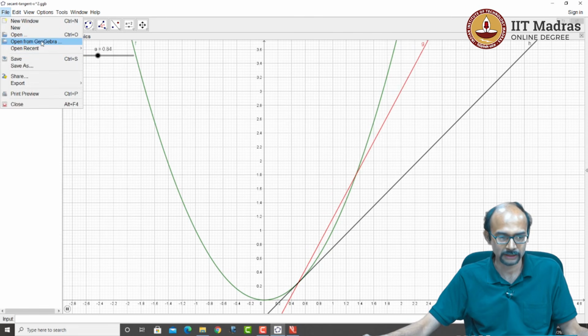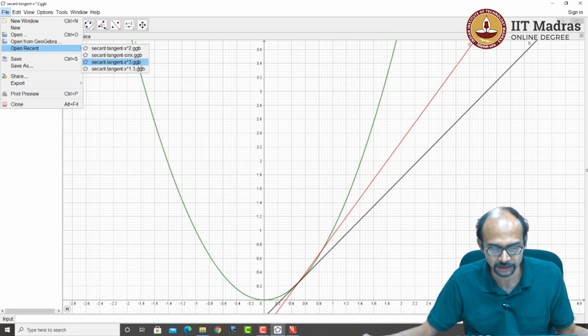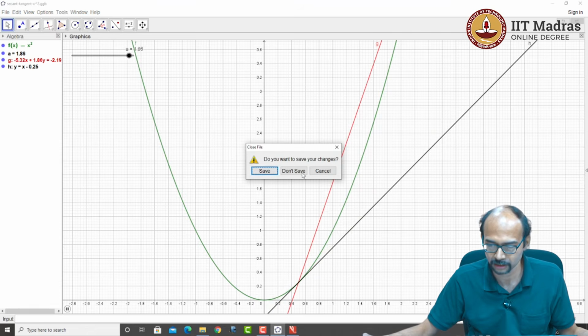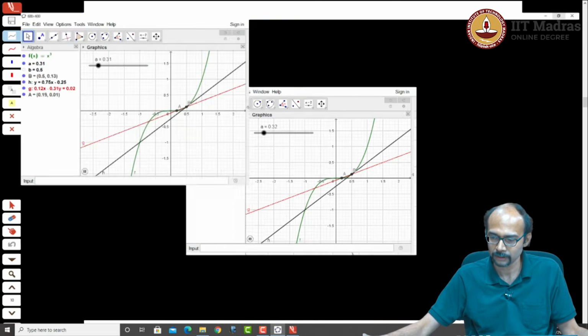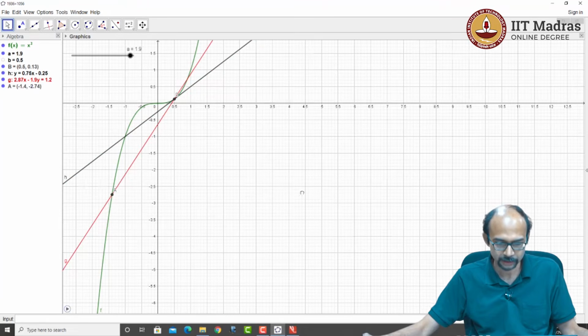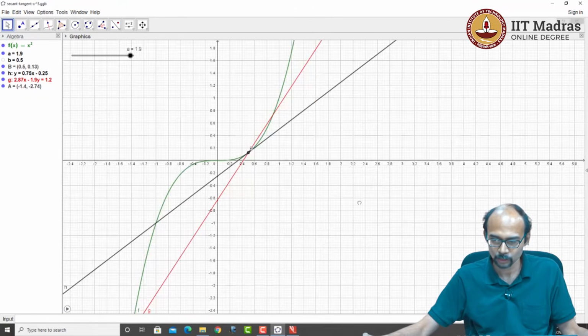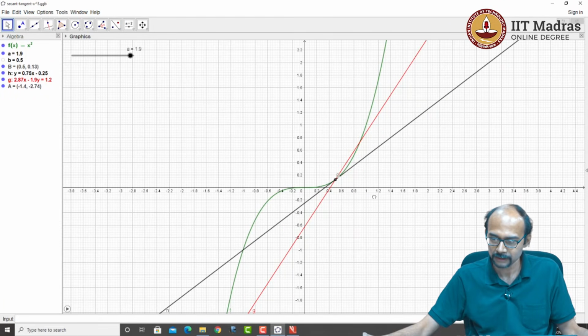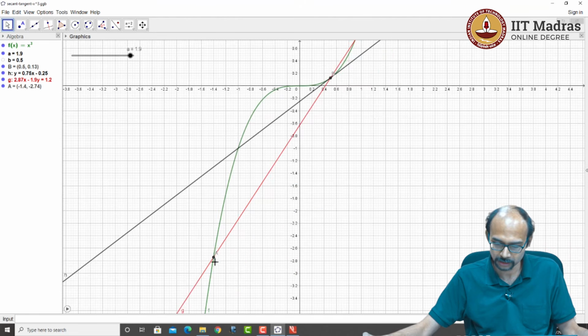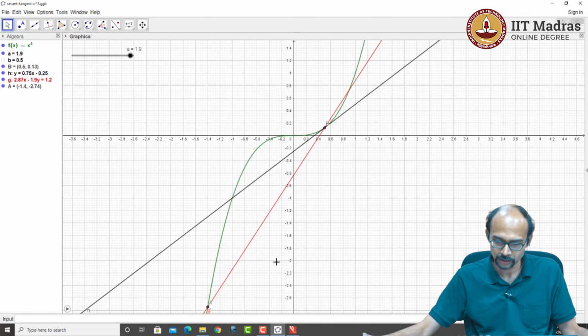Just to show that it can come in a slightly strange way, let us look at another example, x cubed. Once again the green curve is f of x equals x cubed, the red line is the secant, and the black line is the tangent. This is a line joining the point b comma f of b and b minus a comma f of b minus a, which is this point A over here. Keep an eye on this red line. Let's play this and see what happens.